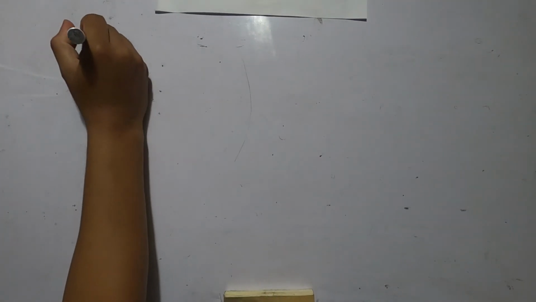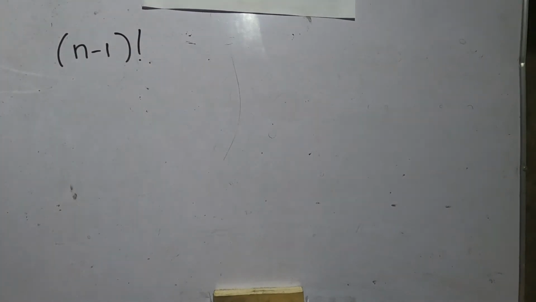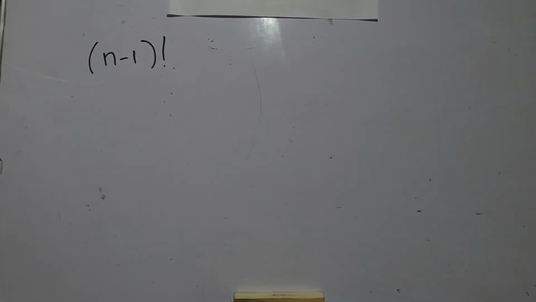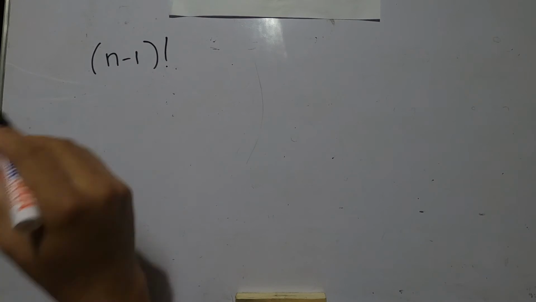By definition of circular permutation, we know that there are n-1 factorial ways for n objects or persons to be arranged in circular manner. So if there are 6 persons to be seated around a circular table, there are 6 minus 1 factorial ways to arrange them.